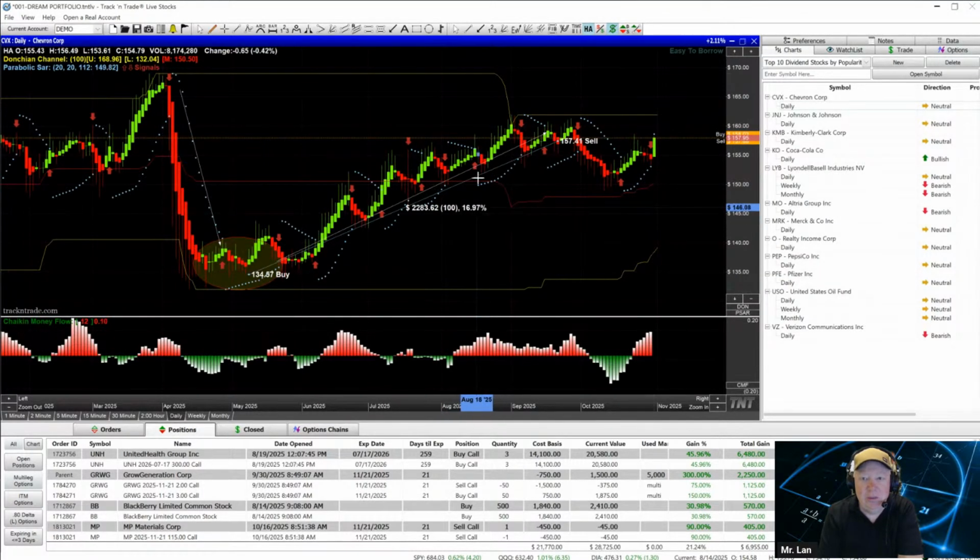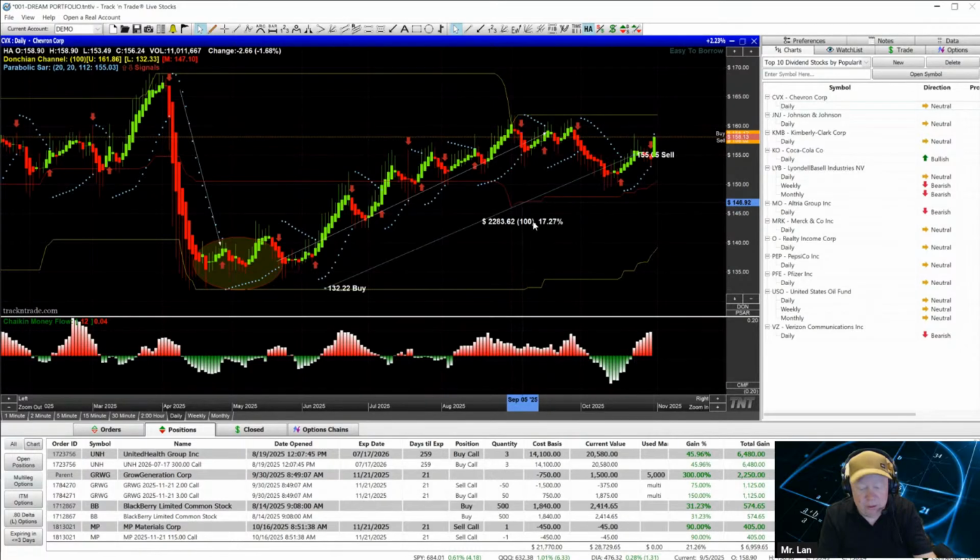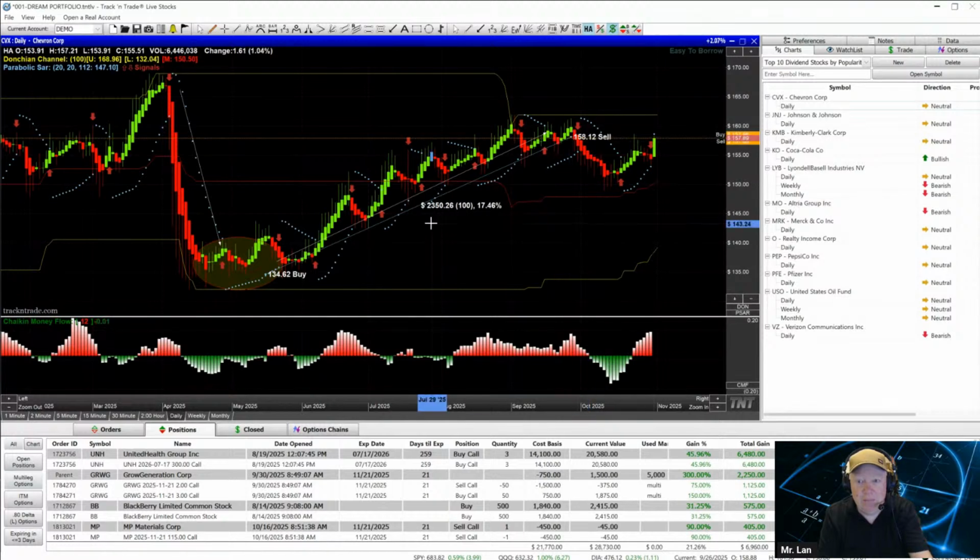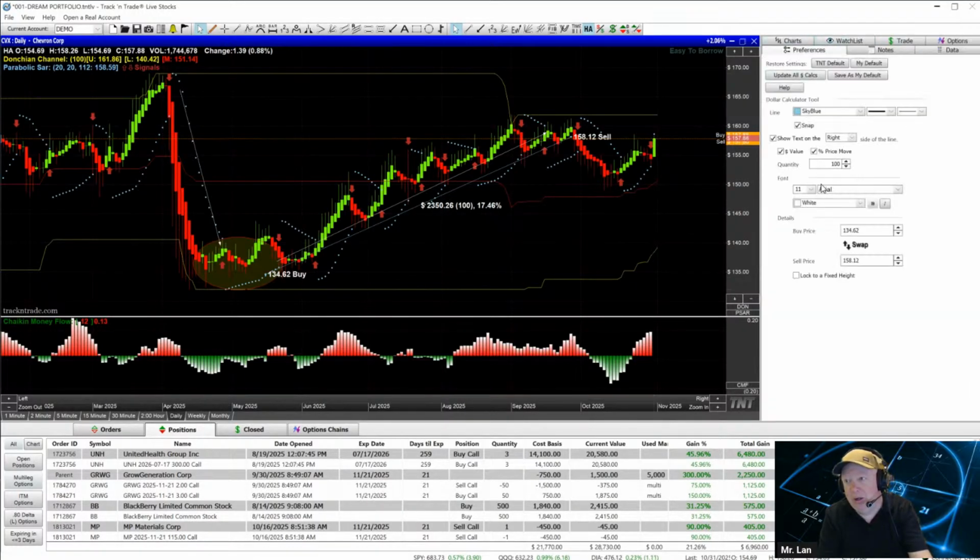And that's 17%. All you have to do is draw that little dollar calculator, which is this little tool right up here in Track and Trade. Just grab that little dollar calculator and draw it up there, and it tells you, oh, that would have been, with 100 shares, $2,350. Now, of course, you can change it and say, well, I couldn't afford 100 shares, Lan. How much would that have been? Okay, well, if you weren't putting in 13,500, you could have put in 10 shares. So if you put in 10 shares, that's 1,350, right? So we get rid of that 10, and that'd have been $235.